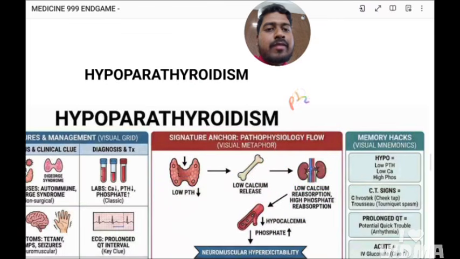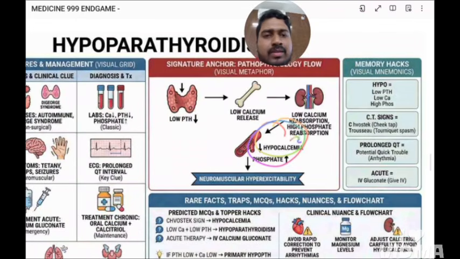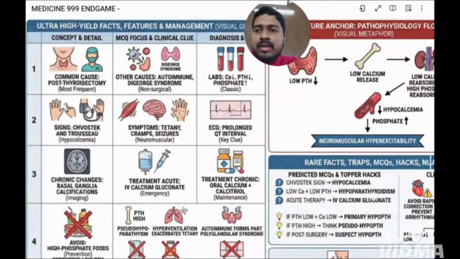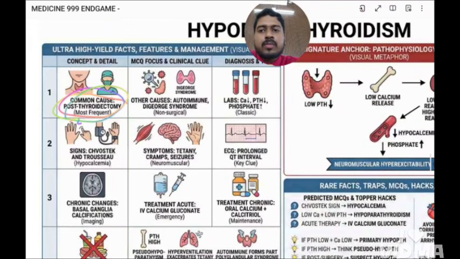reabsorption. This is because the function of parathyroid hormone is to increase calcium and to decrease phosphate. Okay, that is the reason. As a result, these patients present with hypocalcemia only, and as a result they will have neuromuscular hyperexcitability. So what are the common causes? The most common cause is post parathyroidectomy.